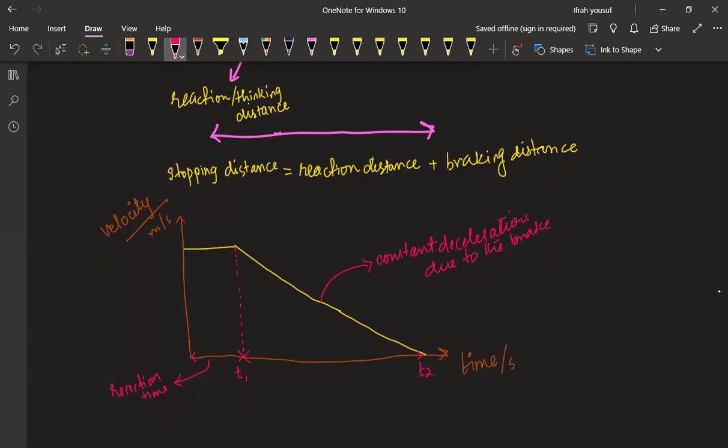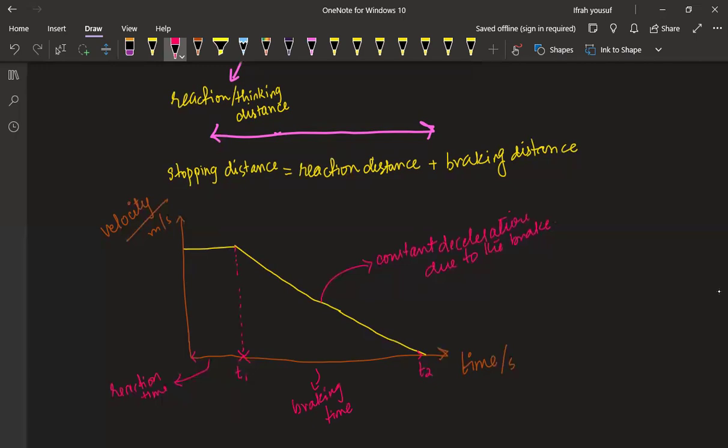So this time is going to be braking time. Clear? Braking time. Now is this clear? From T1 to T2, the interval between T1 and T2 is the braking time. Okay. And from 0 to T1 is the reaction time.